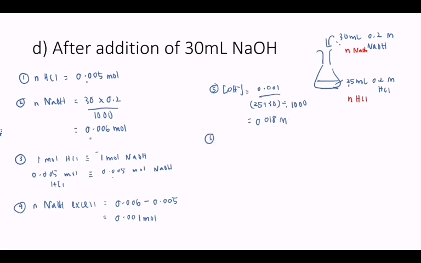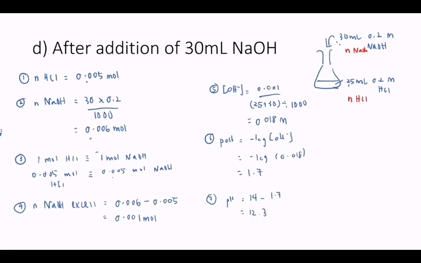So from the concentration of OH minus, we can find the pOH, negative log OH minus. So negative log 0.018. So you will get 1.7. And from here we can find the pH by subtract with 14. So the pH is 12.3.